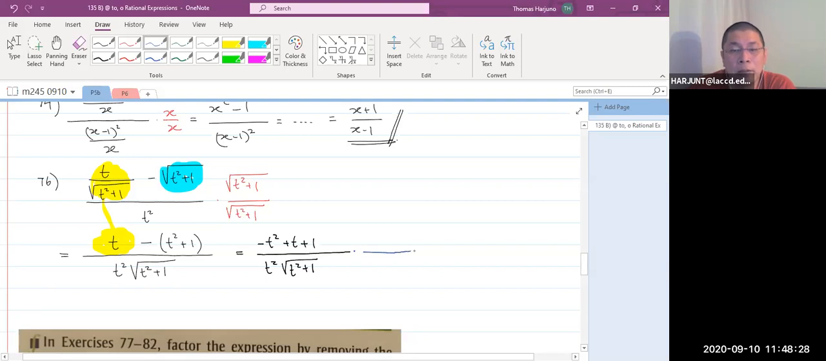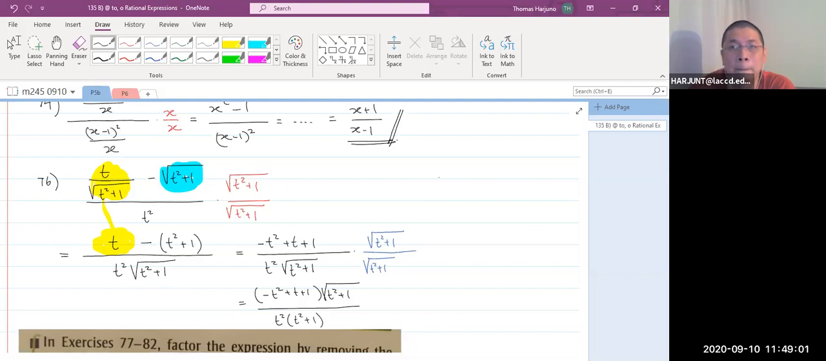Multiply by the conjugate, or in this case by itself, that t square root of t squared plus 1, such that our final answer will be parentheses negative t squared plus t plus 1 times square root of t squared plus 1, big over t squared times t squared plus 1. I more or less agree.